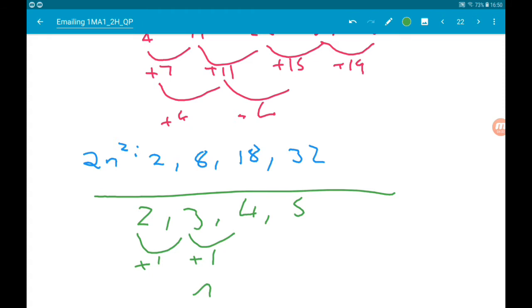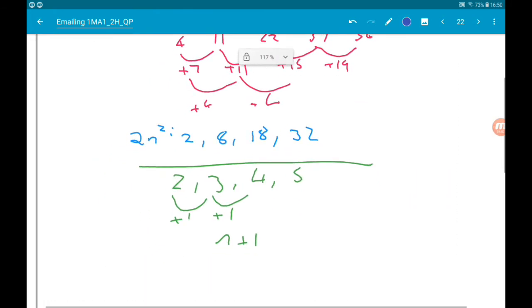So n is the term number. If n is 1, we get 1. But we need it to be 2, so it's n add 1. So the nth term for the whole thing in all its glory is the quadratic part, 2n squared, add the linear part. So 2n squared add n add 1. For more examples, check out my sequences playlist down below.